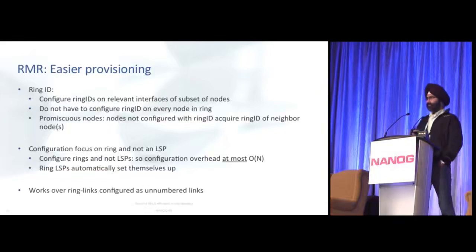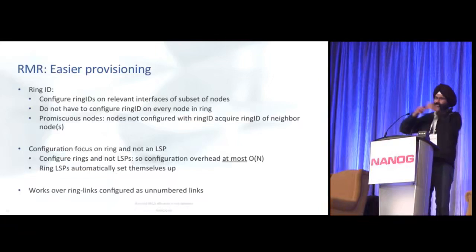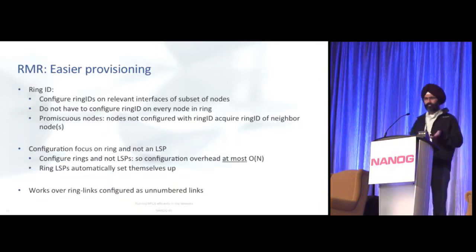We'll talk about the protection aspect again on a subsequent slide, but let's quickly run through how you would provision this. I mentioned earlier that you don't configure LSPs individually. All you configure are ring IDs. On the interfaces of the device, you know what interface corresponds to your fiber, and on that interface you configure the ring ID, and you don't have to configure it on every node in the network. You configure it on a subset of the devices, and by virtue of signaling, the other nodes in your network learn what the device on the other end thinks its ring ID is.